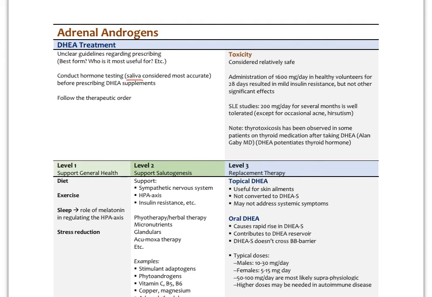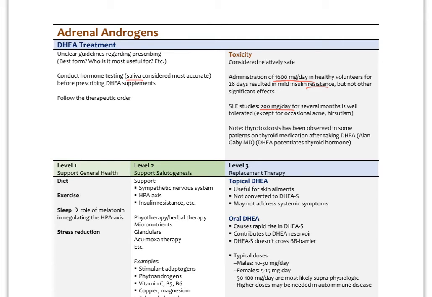And you want to really follow the therapeutic order in this. DHEA, though, is considered relatively safe. There are studies looking at giving 1,600 milligrams a day to healthy volunteers for 28 days. And that did result, however, in mild insulin resistance, but no other significant effects. In the lupus studies I mentioned, using 200 milligrams a day for several months was well tolerated, except for some signs of increased acne and hirsutism.